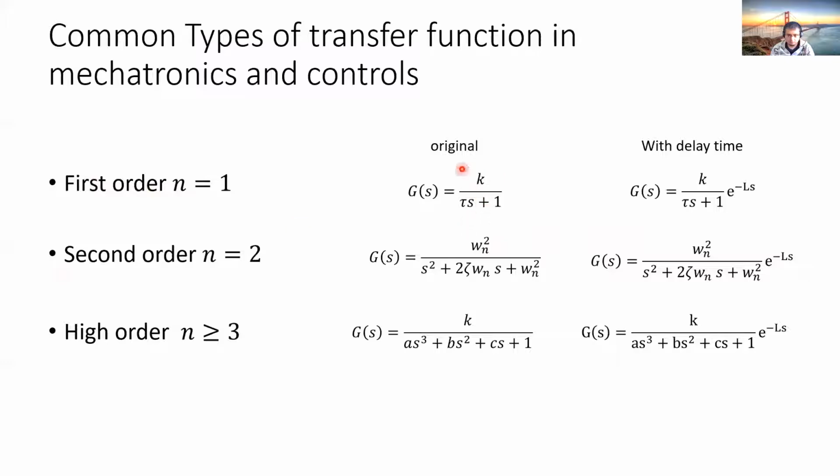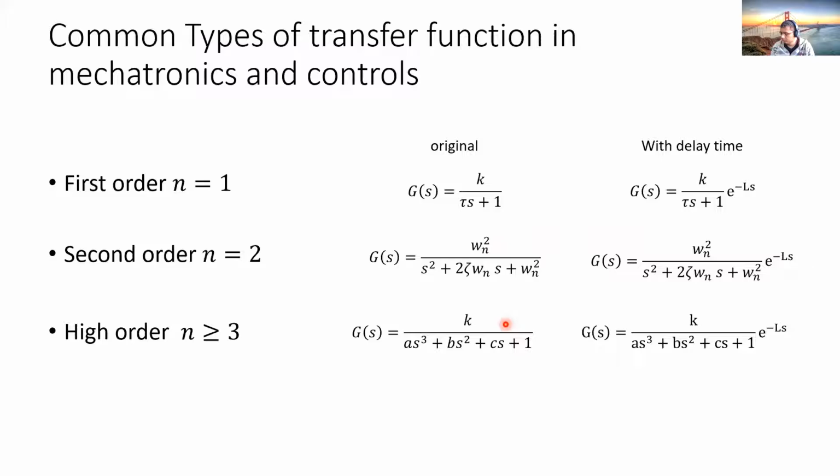A first order system is given by a first order transfer function. Its canonical or standard form is this one here, k over tau s plus 1, similar to the last lab's RC circuit transfer function. For a second order system, the standard form is omega n squared over s squared plus 2 zeta omega n s plus omega n squared.